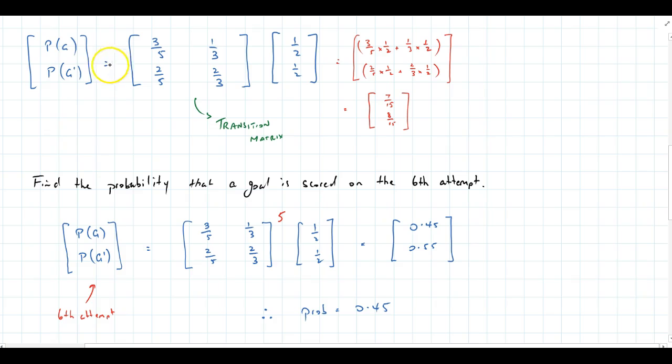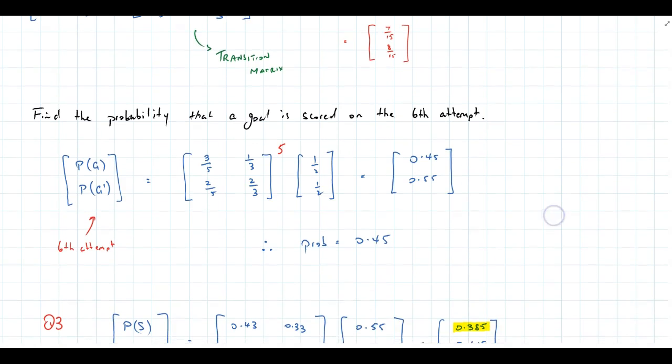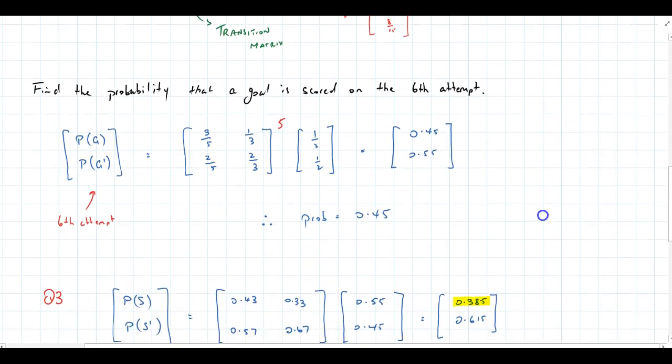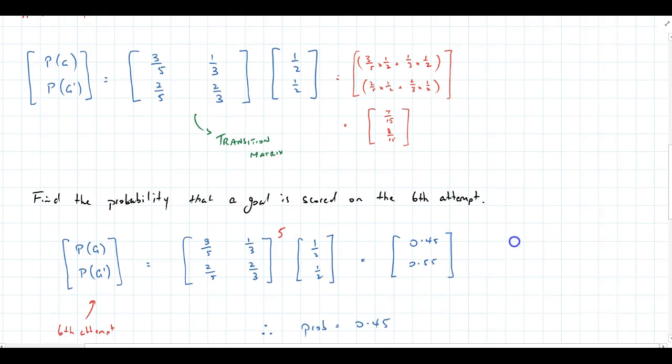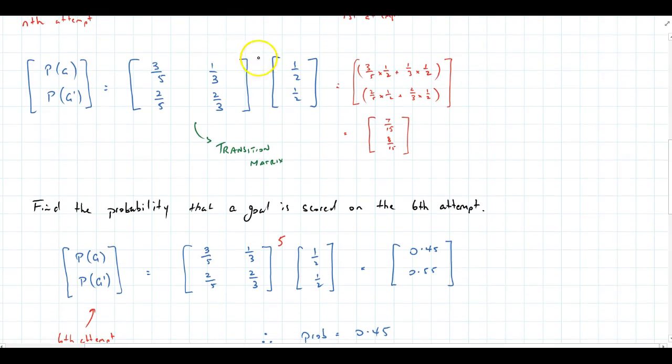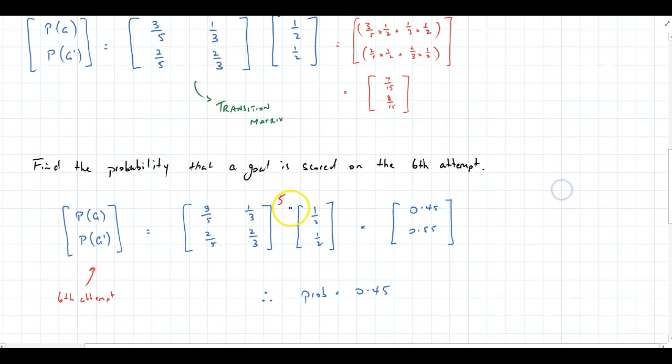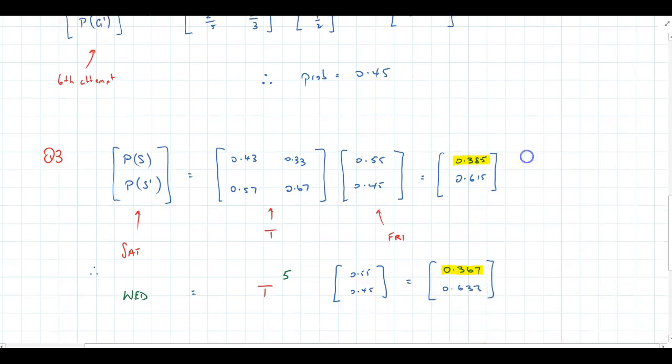Okay, so in this example, the probability of G follows G is 3/5, that G follows not G is 1/3, and the starting probabilities there are a half each, with the transition matrix in the middle. We then had a look in this example that if a goal is scored on the 6th attempt, and this was the first attempt, then the 6th attempt would be power 5, and that's how that problem went.